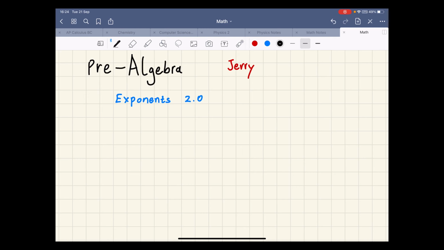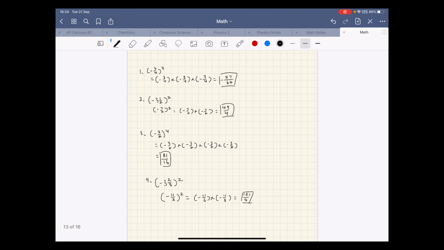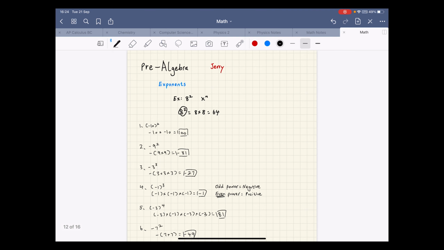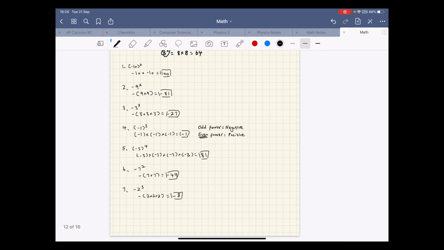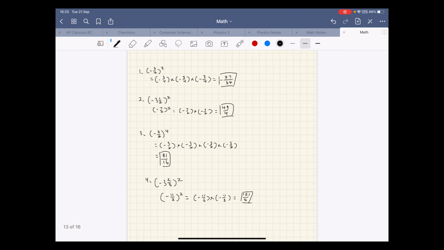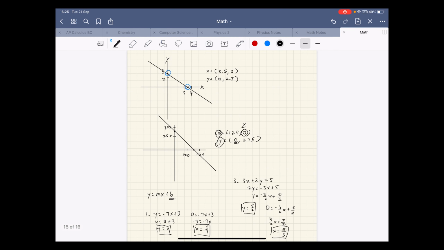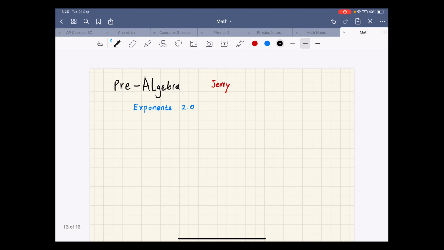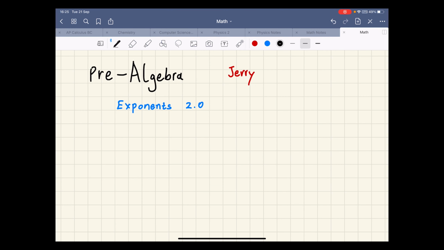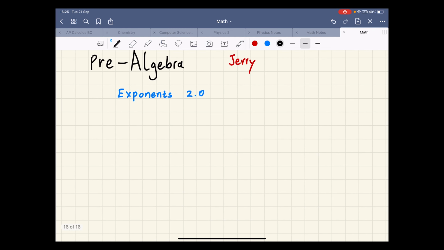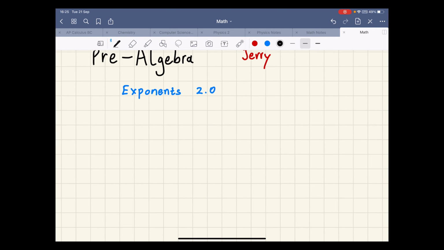Hello, my name is Jerry, and today I'm going to be teaching another lesson in pre-algebra called Exponents. Last time we learned about basic exponents and what exponents are and how to calculate exponents with different degrees of powers. And today we're going to talk more about exponents and some of their properties. So first, let's learn some exponent properties.